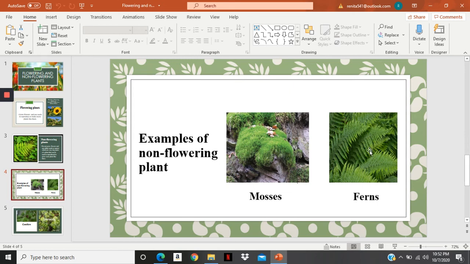Next, we have ferns over here, and ferns can be found in damp woods or on shady banks. Ferns again produce spores under their leaves. So they have tiny cells under their leaves that they use to reproduce. Most ferns are small herb-like plants, and they have different types of ferns.